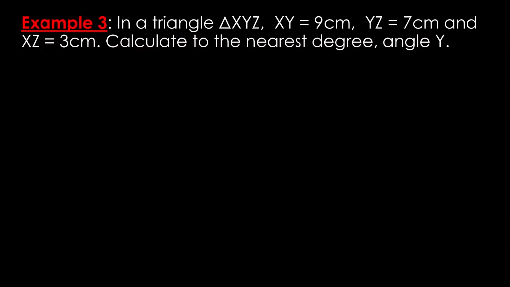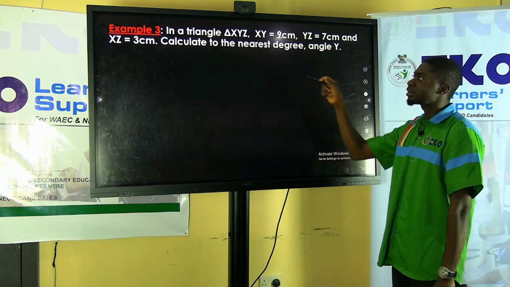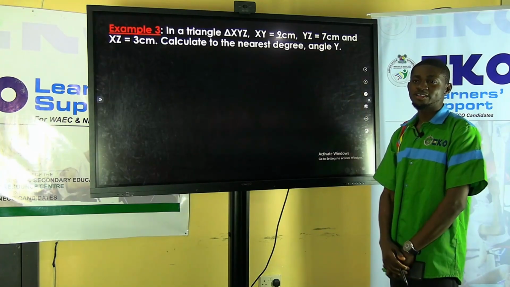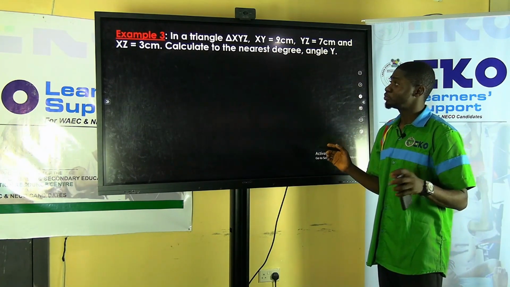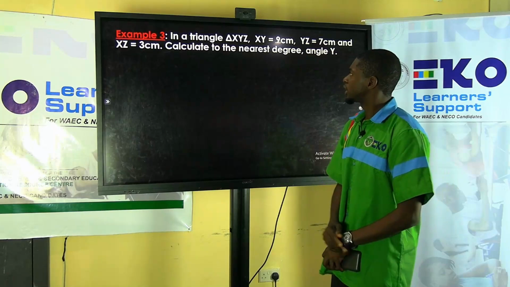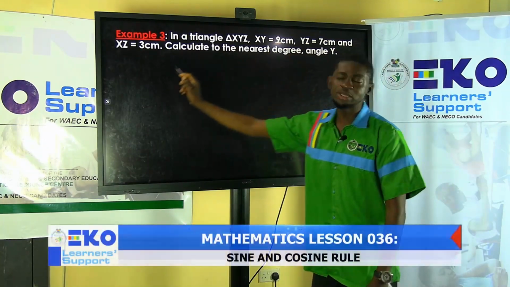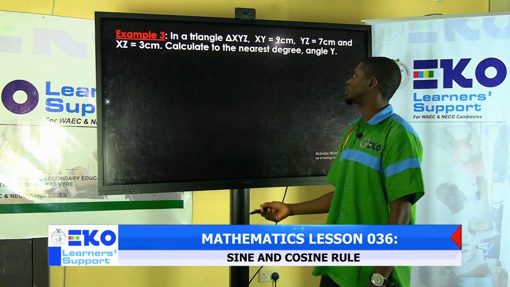Look at this. In a triangle XYZ, XY is 9 centimeter, YZ is 7 centimeter, and XZ is 3 centimeter. Calculate to the nearest degree angle Y. So I'm not going to solve this for you. I want you to take a look at it. This is a type of triangle in which all the three sides are given. Can we try to sketch it?